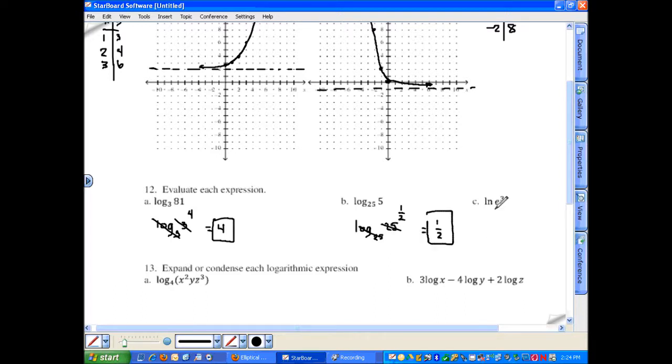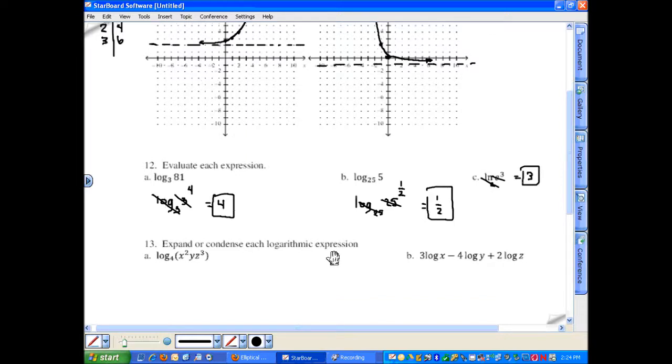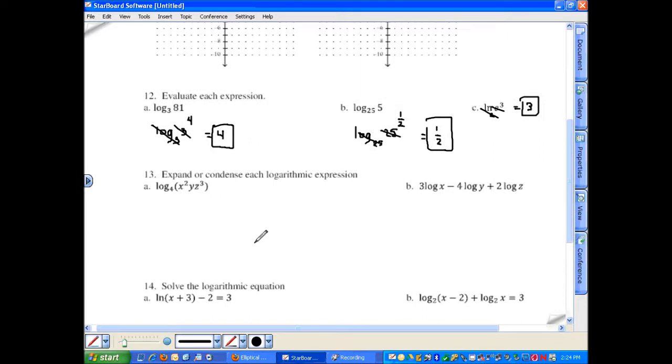Now the natural log is a logarithm with a base of e, even though it's never written. So a natural log cancels with the base of e, leaving a 3. Okay, expand or condense each logarithmic expression. In this case we're expanding.